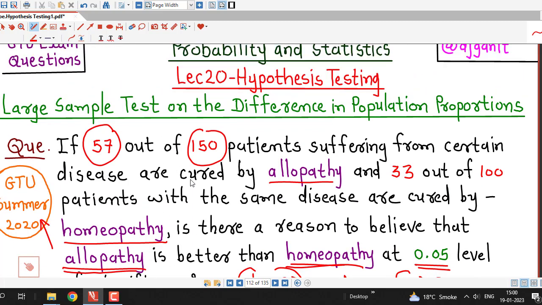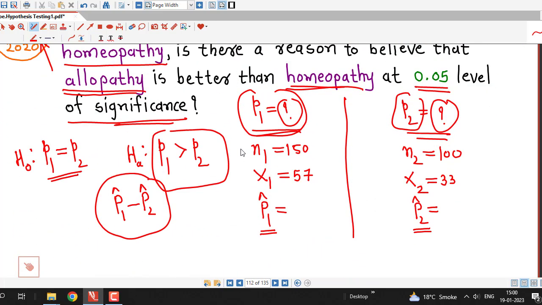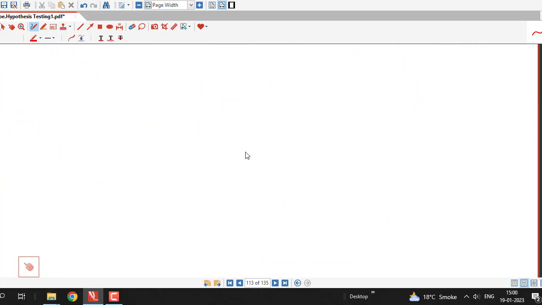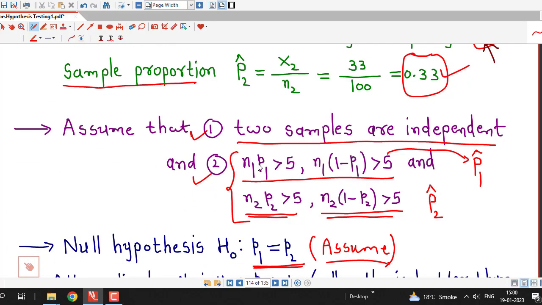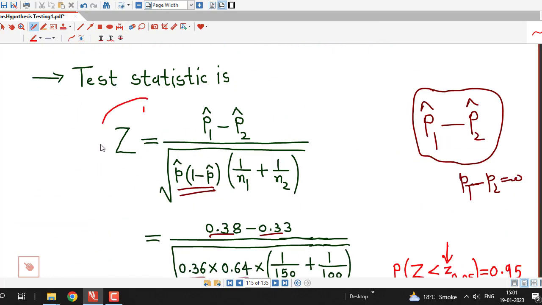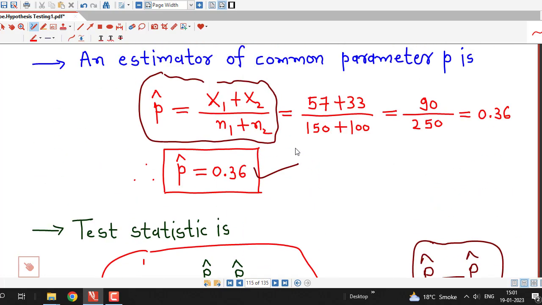So whenever you have this type of question, you must check that these two assumptions are satisfied. If those assumptions are not given in the question, you must write that with these two assumptions you are answering these questions. If these two assumptions are satisfied, then only we can apply this test statistic for comparing two population proportions. So this is all about this session.